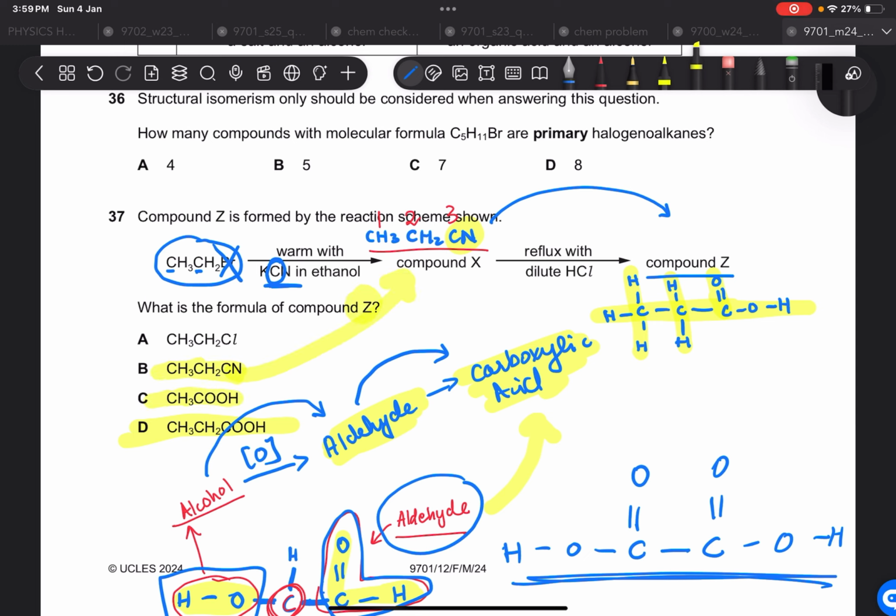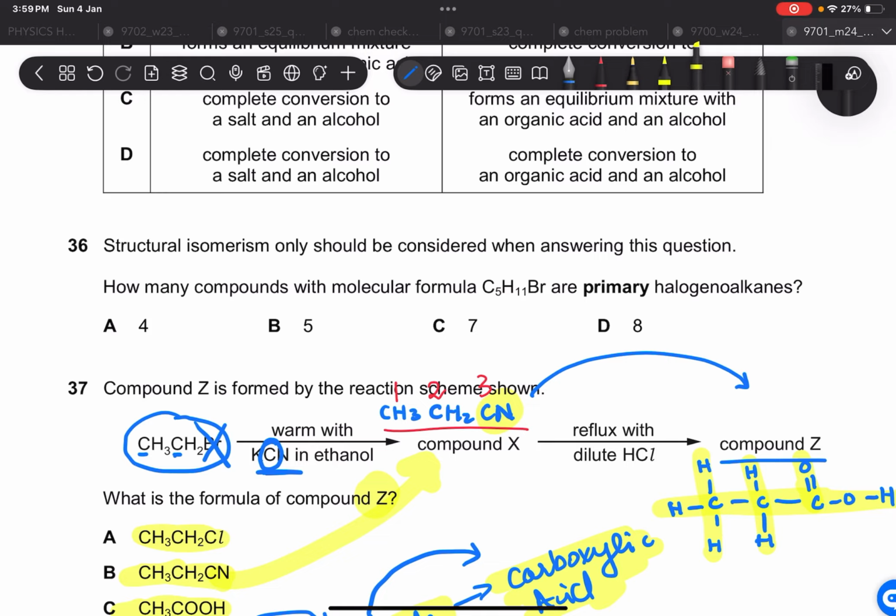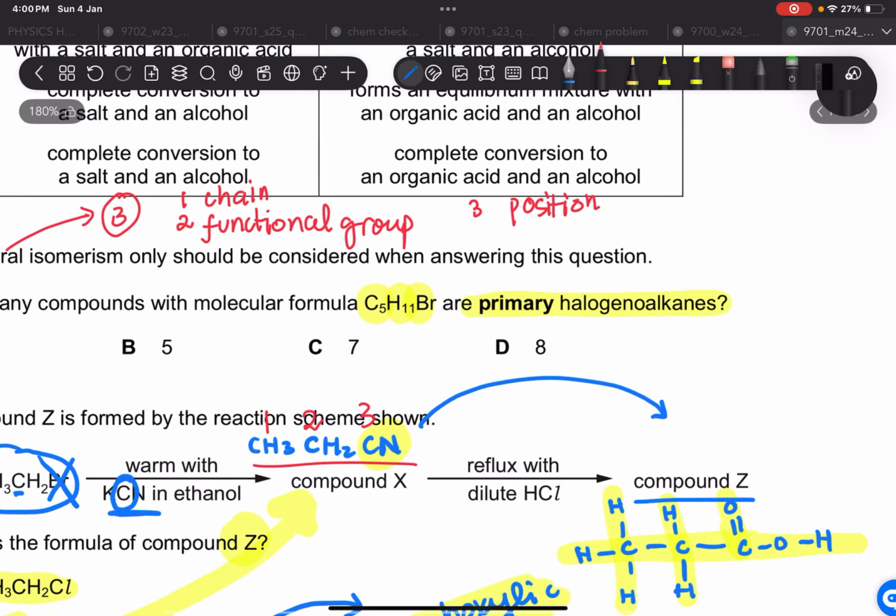Structural isomerism only should be considered when answering this question. Okay, how many compounds with the molecular formula C5H11Br are primary halogenoalkanes? Okay, we only got to consider structural isomerism. In structural isomerism, there are three more types. Number one is chain. Number two is functional group, and number three is position. Okay? So first, let's try to do it with position.